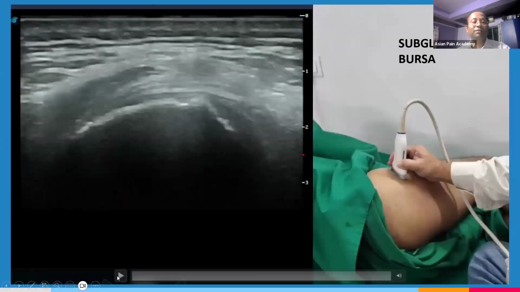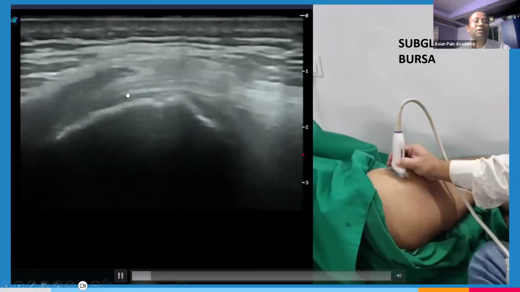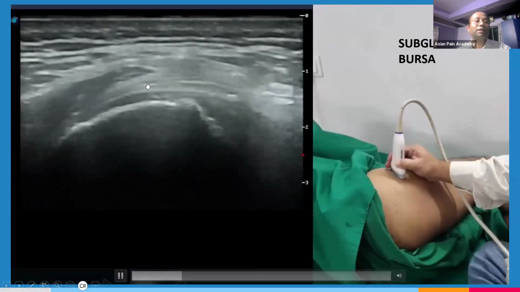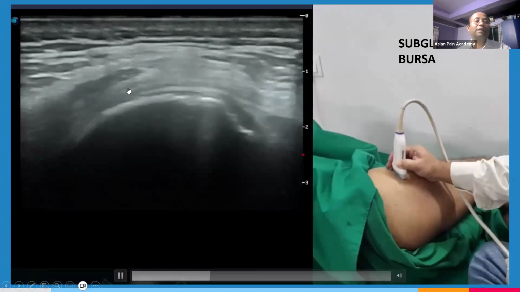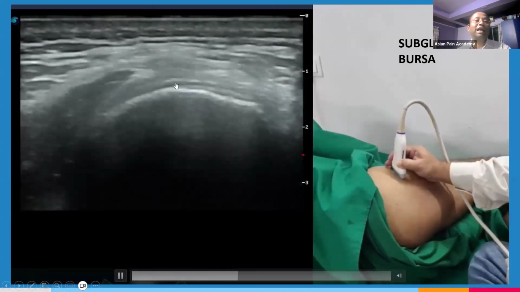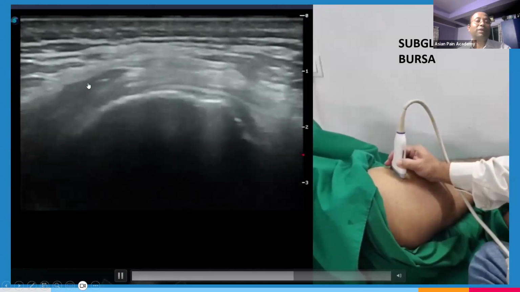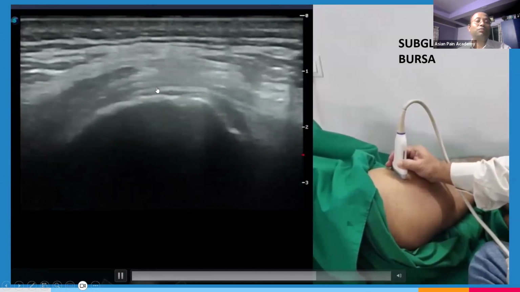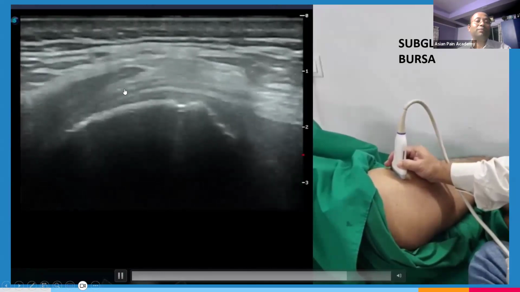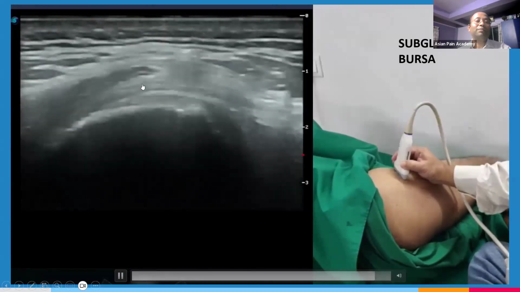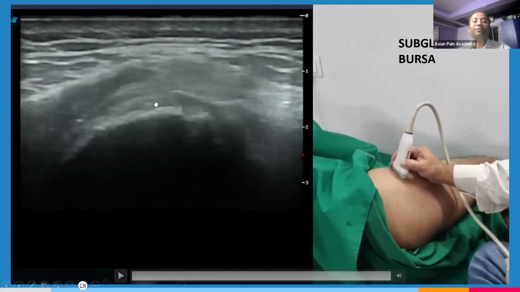Here I have another picture of gluteus maximus. You can see this line. With leg movement, we can see that one part is going to the right side and one part is coming to the left side. Between these two parts, this is the bursal line. This black line is the bursal line.